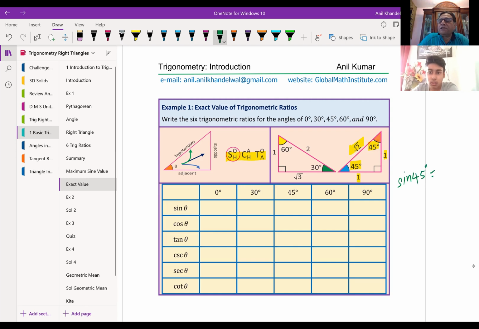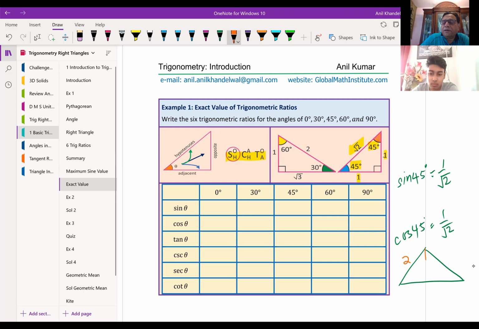Opposite side over hypotenuse is 1 over square root 2. Similarly, cos of 45 degrees is also 1 over square root 2. Now, if you have an equilateral triangle, let us say that all the sides of the equilateral triangle are 2 each.